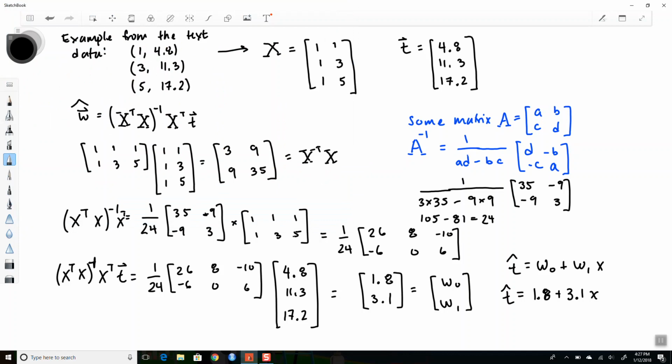I would say you should know how to do an inverse of a 2 by 2 matrix, but I won't ask you for anything harder than that, okay? All right, is this good? So we went straight for the answer because we know that W hat is X transpose X inverse X transpose T. So we know that this solution is what's going to minimize the loss function.